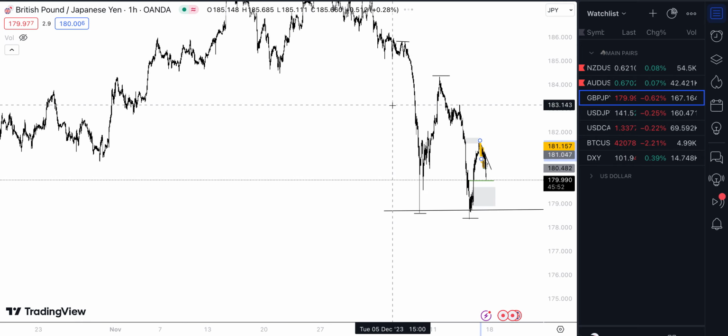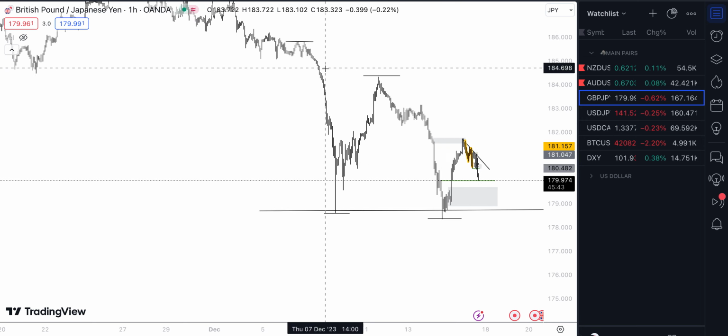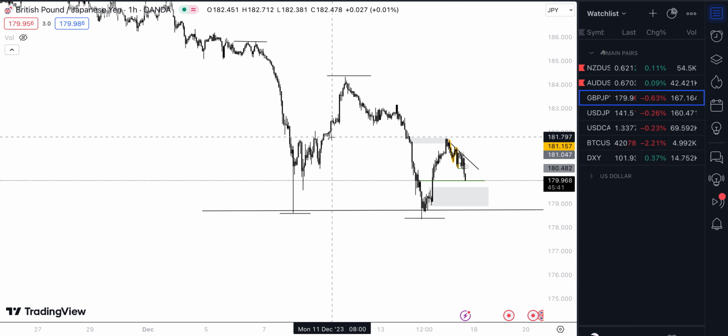We are currently in a down structure because we have a low, and we have a previous high, a previous lower high, and a previous higher high. And this is the confirmation I usually use for structure: two lows, two highs.